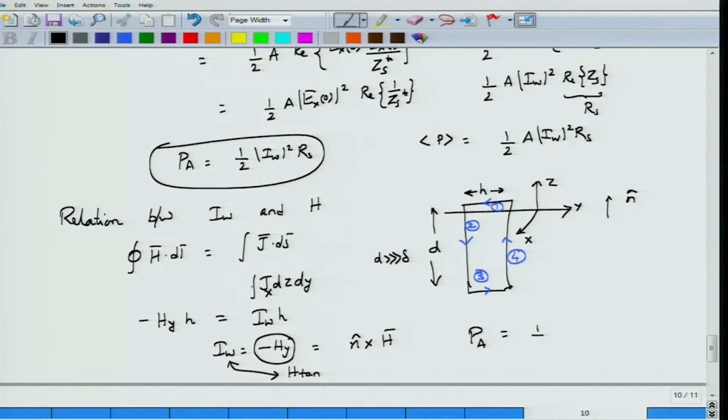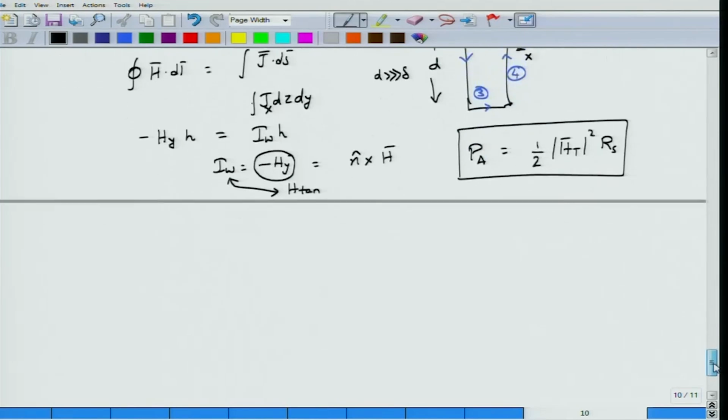The power lost per unit area is half H_T squared times R_S, where H_T stands for the tangential magnetic field magnitude, and R_S is something that is determined by the material properties. It is actually sigma dependent, the conductivity dependent. H_T magnitude squared is dependent on the magnetic field that is induced on the surface. Okay. So, this expression for power lost per unit area is very important, and you should keep it in mind when we later discuss waveguide losses.